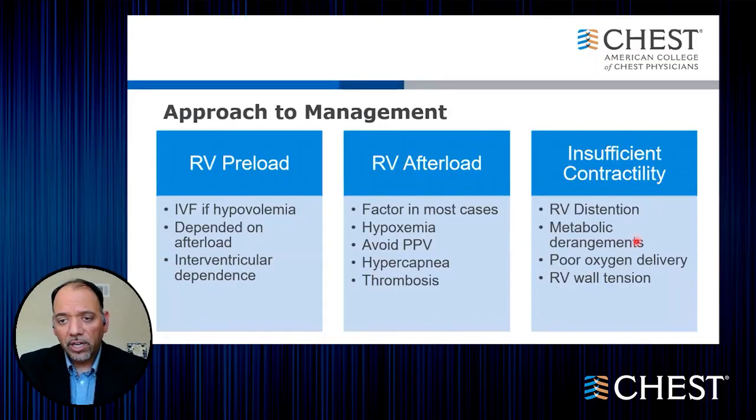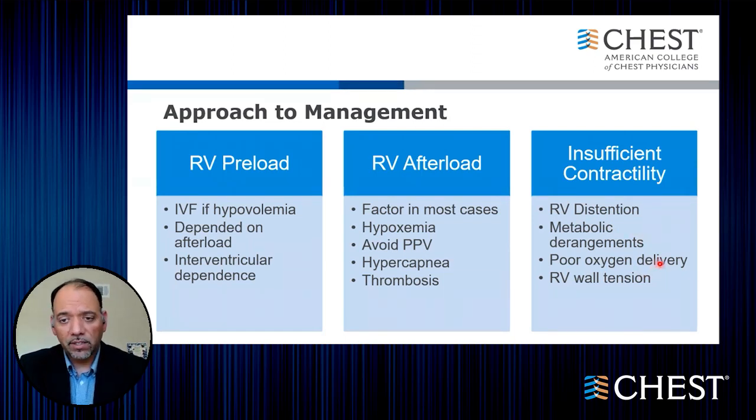And then finally, insufficient contractility. This will reveal itself primarily by RV distension. What does the RV look like? How distended is it, et cetera? Because there are metabolic derangements that can contribute to contractility that have nothing to do necessarily with RV ischemia, but acidemia or sepsis or things of that sort can affect the contractility independent of any ischemia.